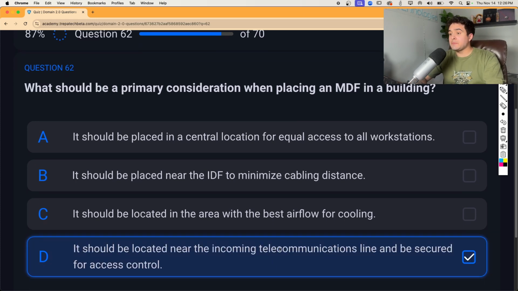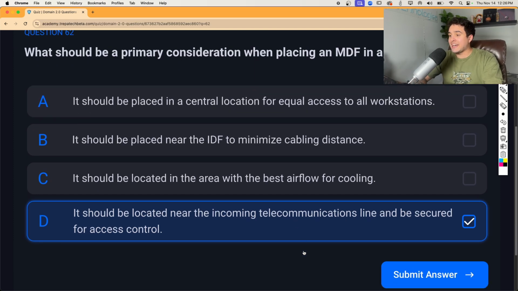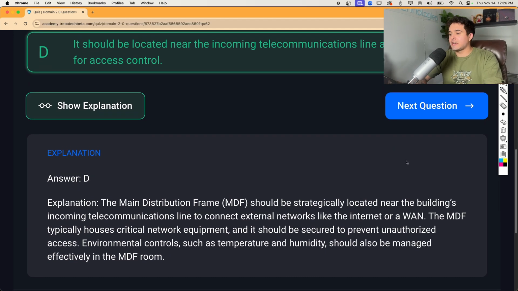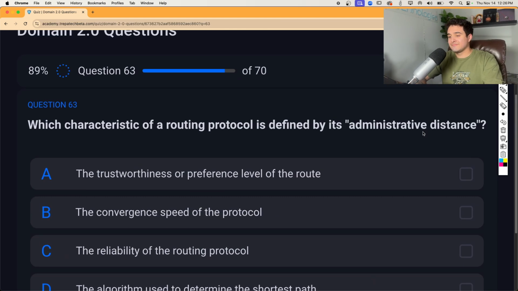So we're going to go with D. The MDF, that's where your core is, where your data center may be, core switch, core router. It should be located near the incoming telecommunications line to be secure for access control. That's where the MDF should be, where you're going to have that ISP connection. Pause the video if you'd like to read the explanation.